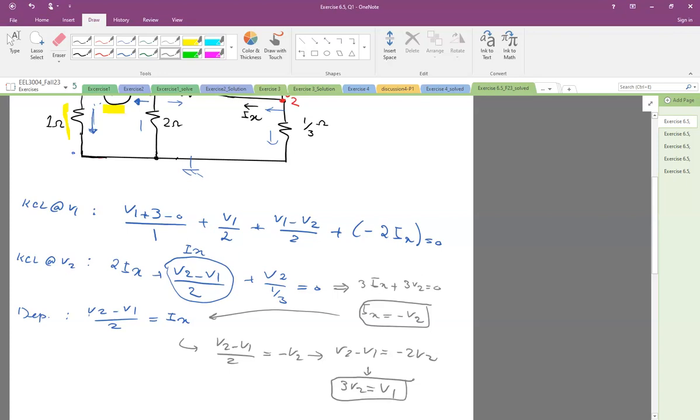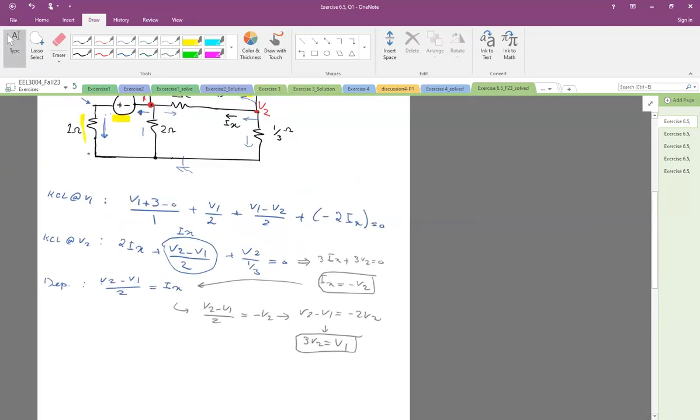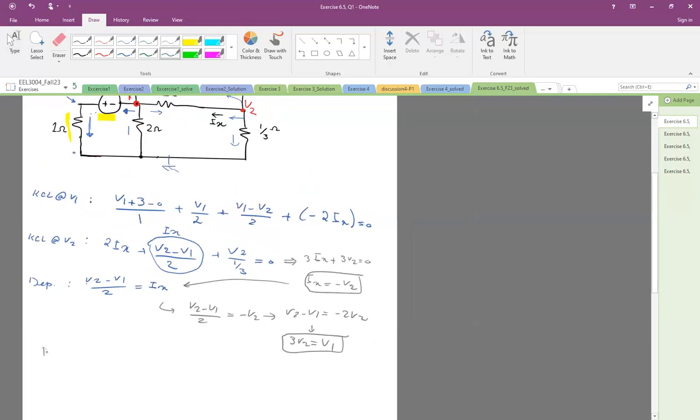And now going back to the top equation. We have V1 plus 3 plus V1 over 2, another V1 over 2, and then minus V2 over 2, minus V2 over 2. So instead of V2, I would put V1 over 3, right?